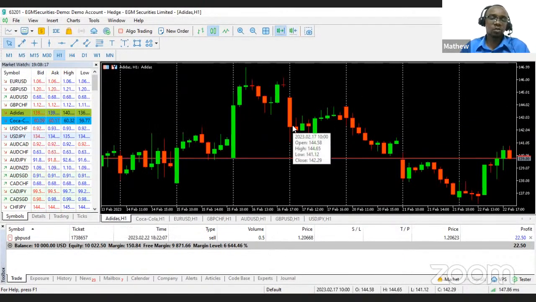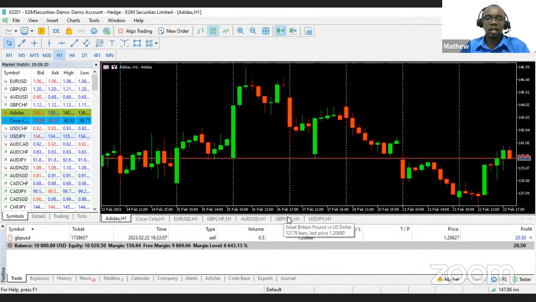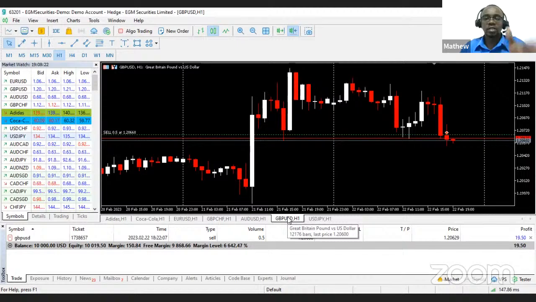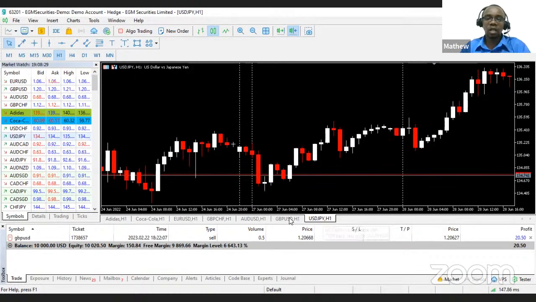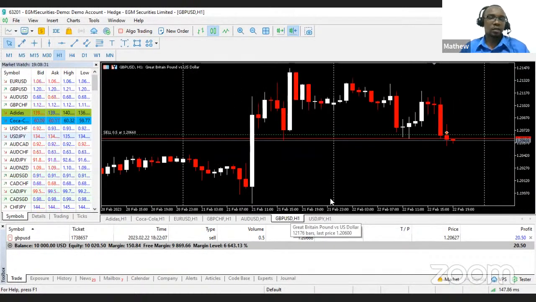These were pairs that were open before. Instead of doing this, just make sure that the next currency you open, you choose that template as default. Then that means that every other currency pair that you open will have this kind of candles. Now that's how you determine this.